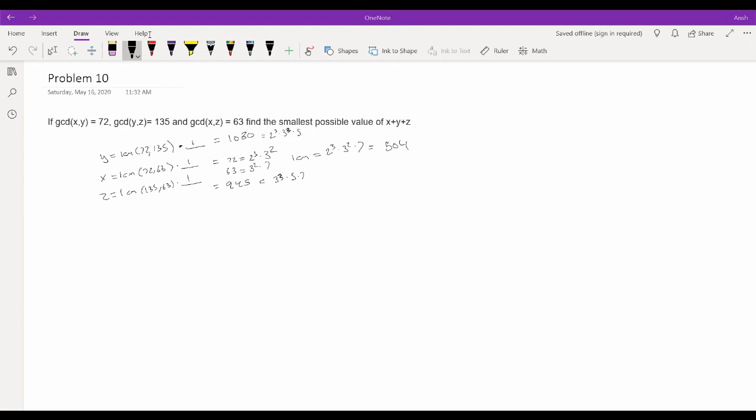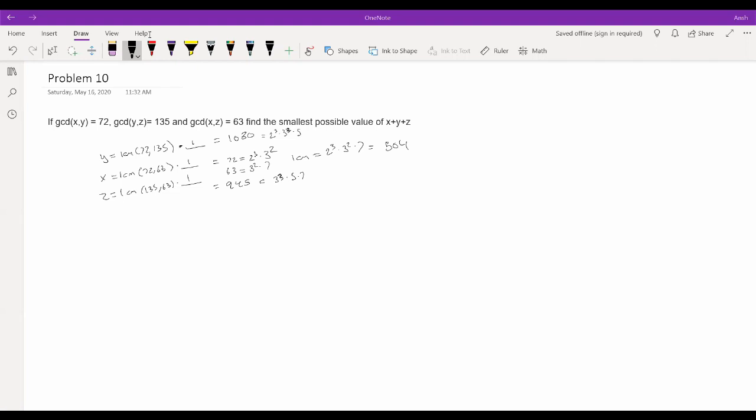The GCD of y and z is, well, z is not a multiple of 2, so it would be 1 for 2. They both share 3 cubed, so we would have 3 cubed, and they both share 5, so it'd be 3 cubed times 5, which is 27 times 5, which is 135. And finally, for x and z, the GCD of the two of them would just be 3 squared times 7, which is 9 times 7, which is 63. So all of this checks out.